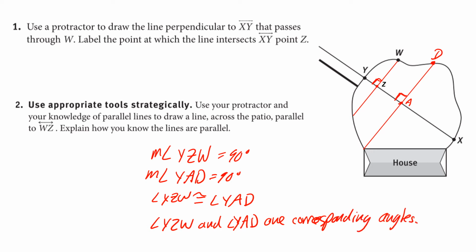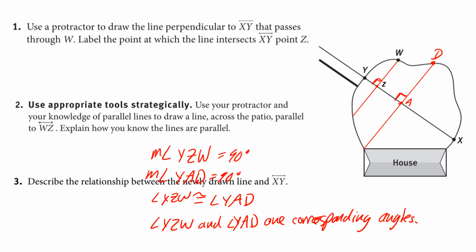So we can say that they're parallel by the converse of the corresponding angles postulate that we did in the last section. Remember, if two lines are cut by a transversal and the corresponding angles are congruent, then the lines are parallel. So we can say that those two lines are parallel because of that. And that's from last section. Okay.